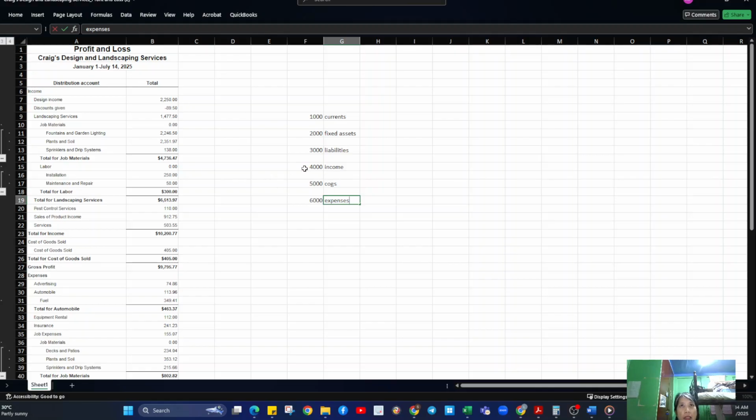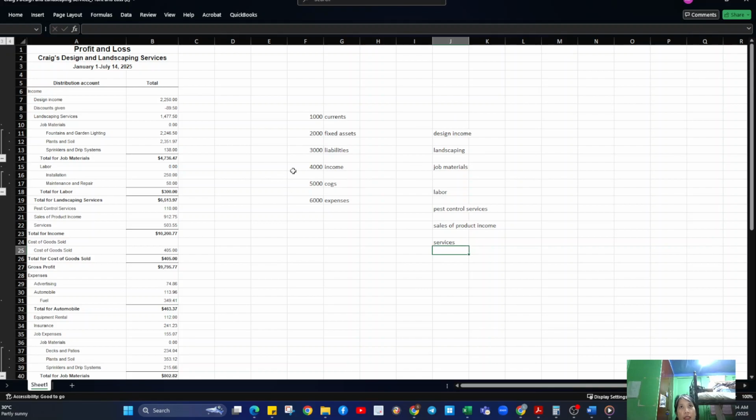Let's focus here with 4000. We have here the design income. Then we have here the landscaping. And then landscaping has been further subdivided into job materials. And then we have labor. So I assume we have labor, and then we have here pest control services. Okay. And then we have here sales of product income. And then we have here a generic services, I do not know.